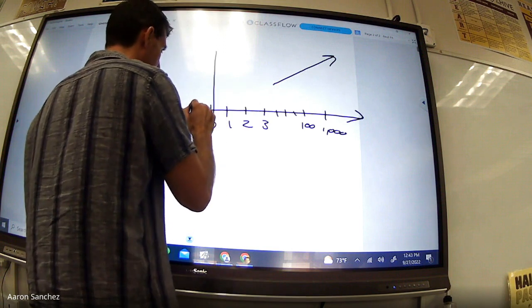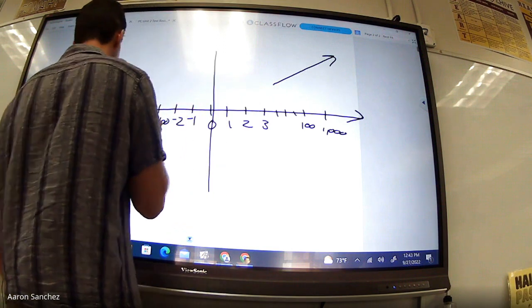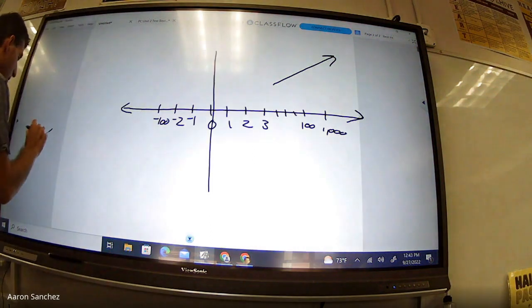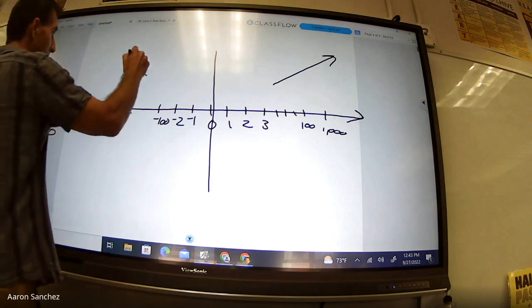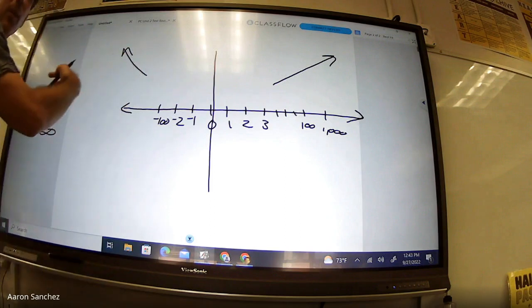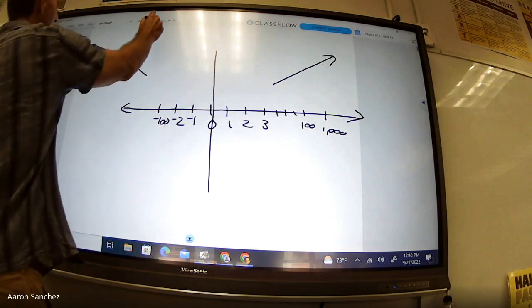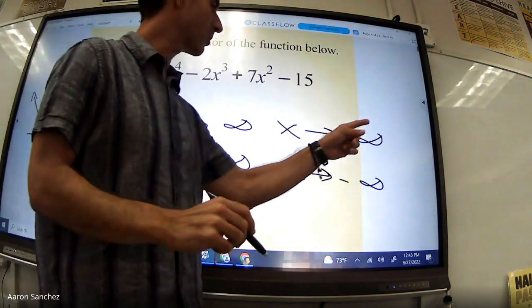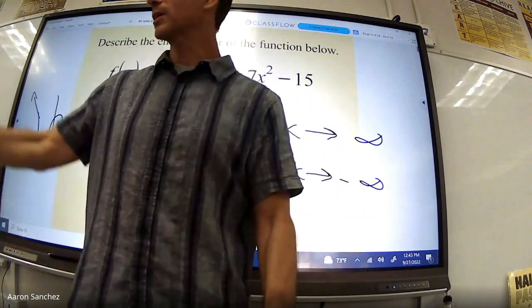Now, if I go this way, this is going to go negative 100. All the way over here is going to end all the way to negative infinity, right? So all this is saying is, hey, what's it doing in that direction? All this is saying is, hey, what's x doing going that direction? This one, even though it's pointing over here, is saying what's x doing in that direction?